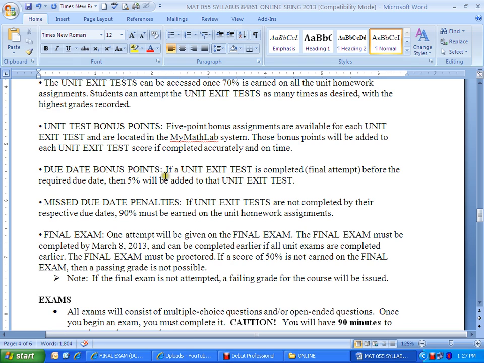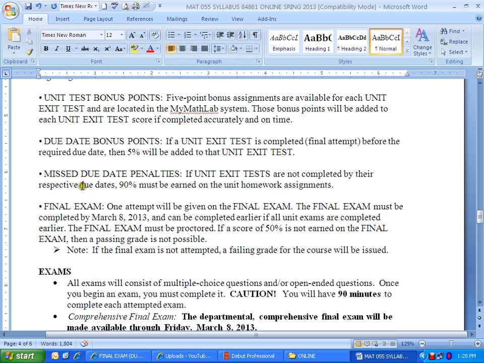There are 5-point bonus questions in this MyMathLab system. Another way to earn 5 points on your exit test, or individual unit exit test, is to complete the exit test before they're due. There's a counter in your MyMathLab system. There's also one at the bottom of the syllabus that we'll get to. Once again, if you miss any exit test, or if you want to take the exit test after the due dates, you must make 90% on the homework assignments.